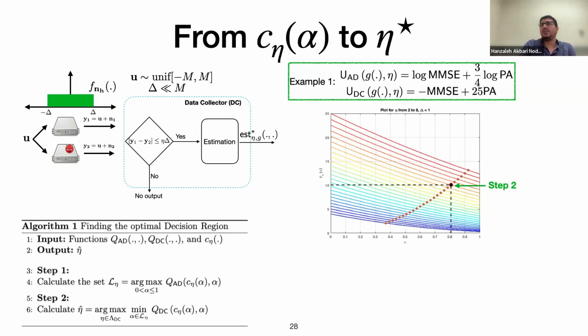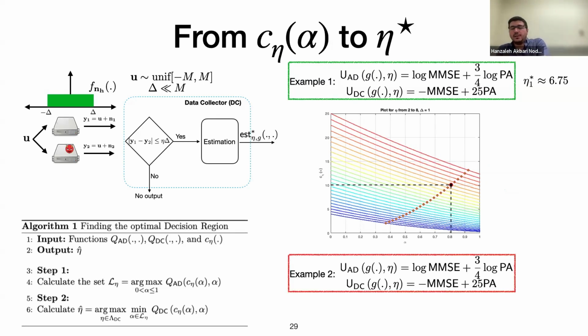Okay. And here for this example, you can see that for this specific case, the best choice for the data collector is to choose 6.75 as the value of eta. And for another example, we can do the same. Step one, again, we try to find all of the points that maximize the utility function of the adversary, and then among those red points we find the points that maximize the utility function of the data collector.